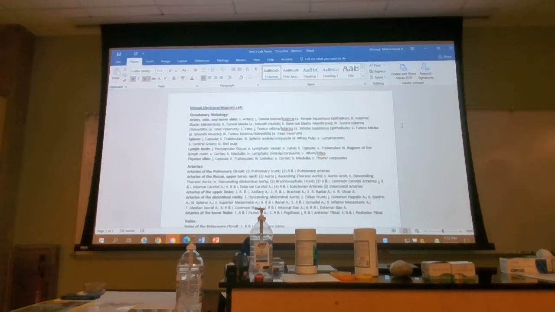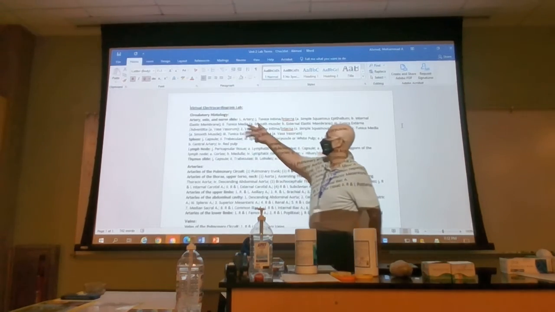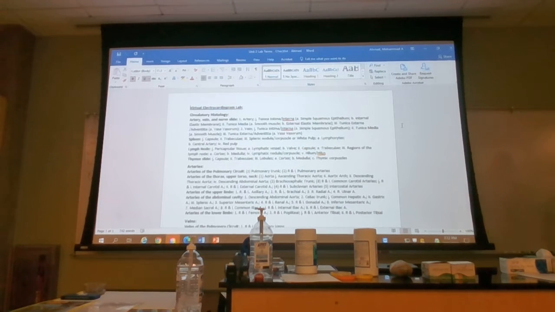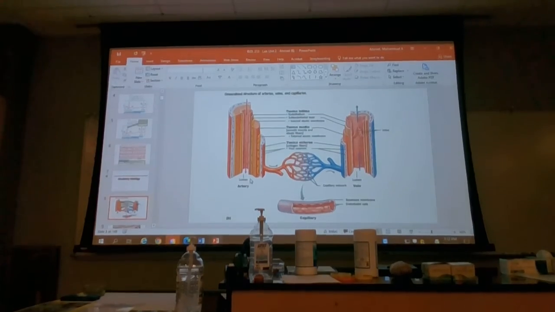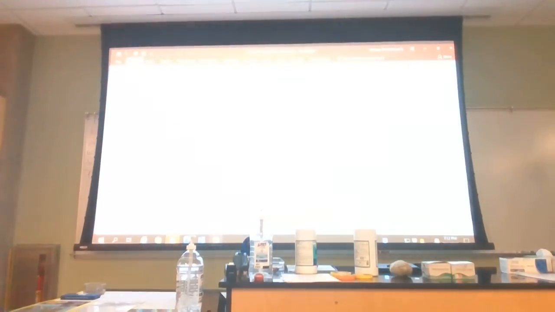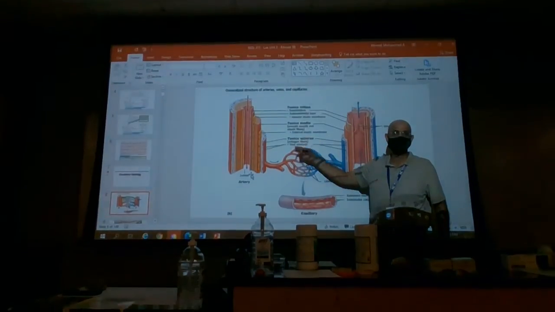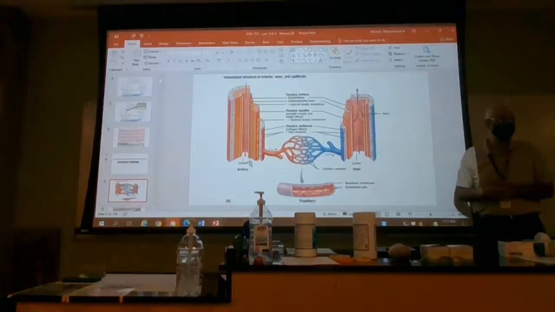Now let's look at the circulatory histology. Circulatory histology means the microscopic structure of artery and vein. Yes, that's microscopic structure of an artery and vein. We have the 3 layers. Innermost layer is called the tunica interna or intima. The middle layer is called the tunica media, and the outer layer is the tunica externa.